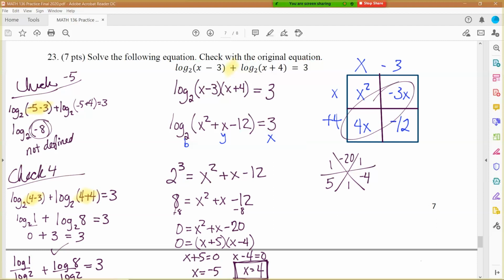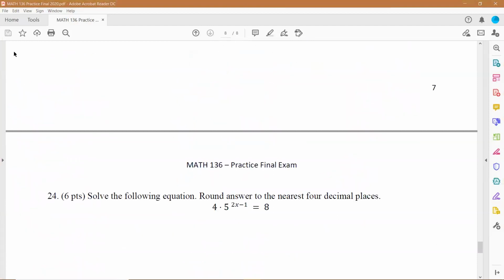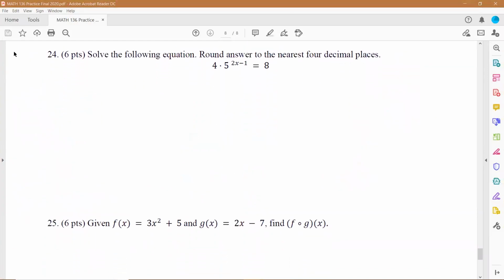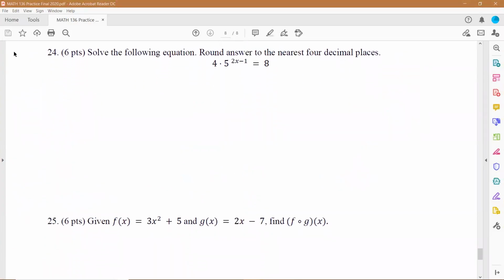Two more. We're almost done. Question number 24. We're going to solve the equation and round our answer to the nearest 4 places. So for this one, the first thing we want to do is get this term by itself. We've got to get rid of that 4. The 4 is being multiplied, so if I want to get rid of it, I'm going to divide.